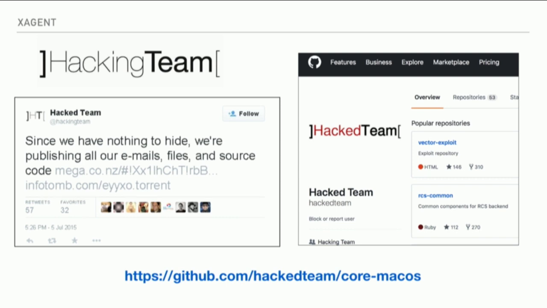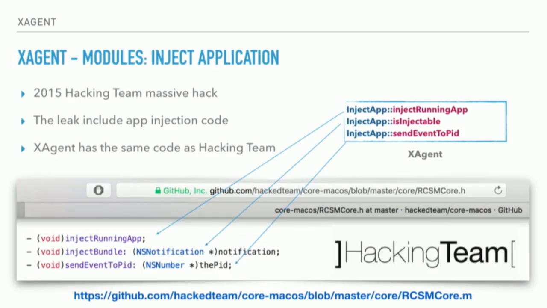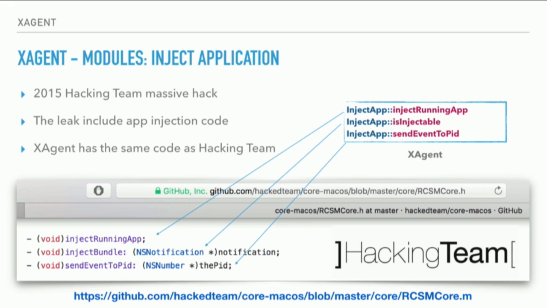As a side note, in 2015, Hacking Team, a private intelligence contractor that develops and sells hacking tools to governments around the world, was hacked, and their remote control system, including the Mac implant source code, was leaked on GitHub. One interesting feature in the leaked code was application injection using AppleScript events.